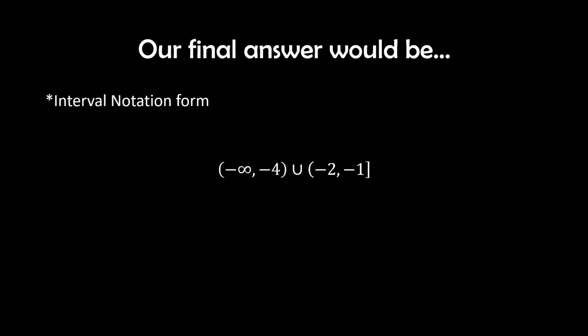And the final answer would be in interval notation form: negative infinity, comma, negative 4, both enclosed in parentheses, union negative 2 enclosed in parentheses, comma, negative 1 enclosed in a bracket. Again, because negative 1 is a solution, it has a bracket, while negative 2, negative 4, and negative infinity have parentheses because they are not solutions.